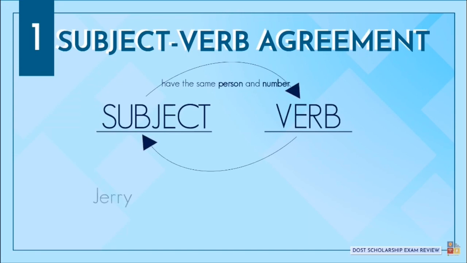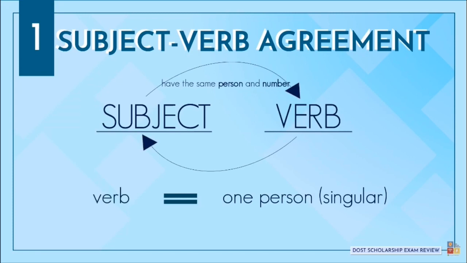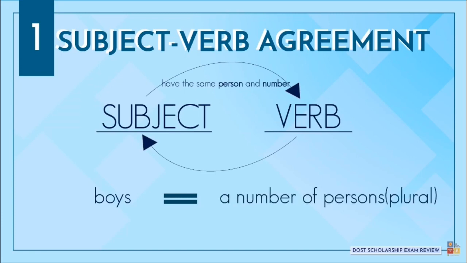Say, for example, we have Cherry, which is one person and is singular. Its verb should also be in singular form. But if we have boys as subject, which is a number of persons or is plural, then our verb should also be in plural form. Which leads us to rule number 1.